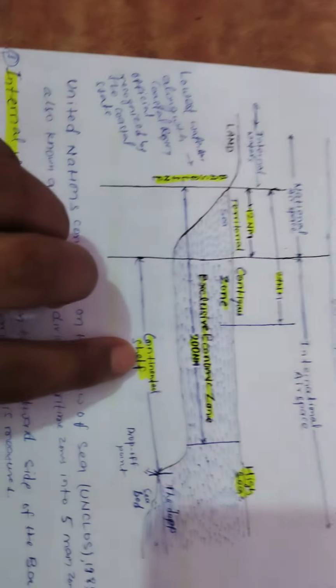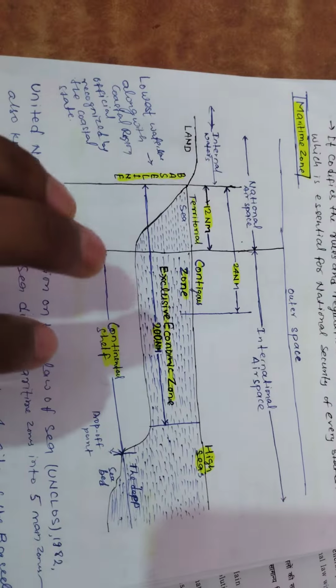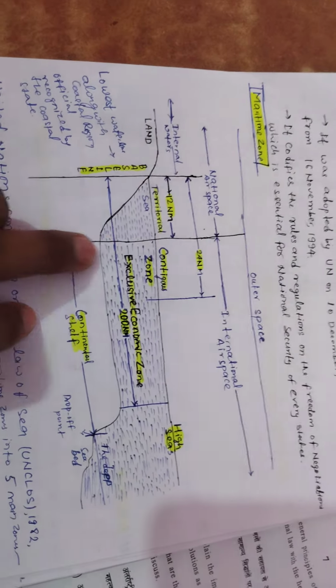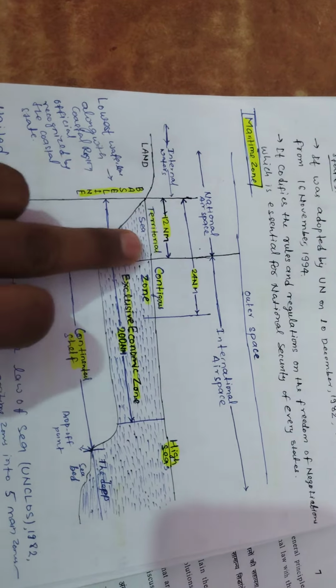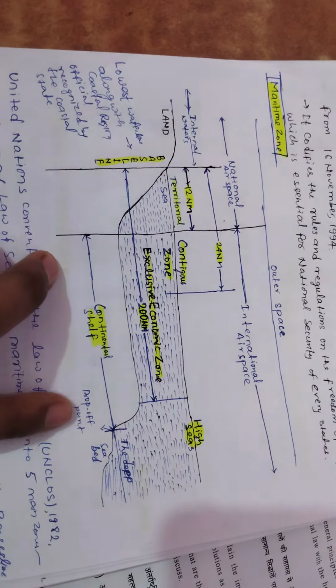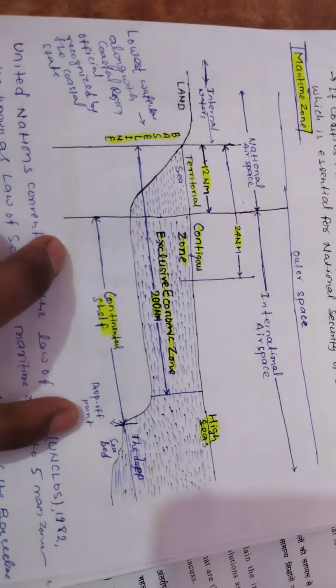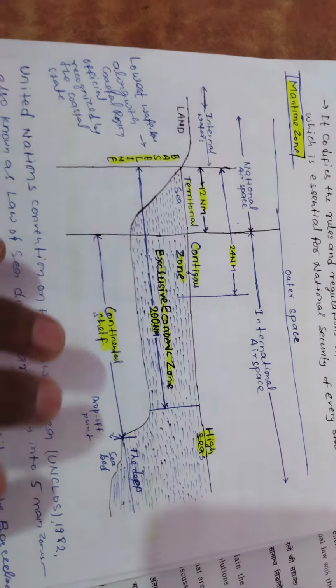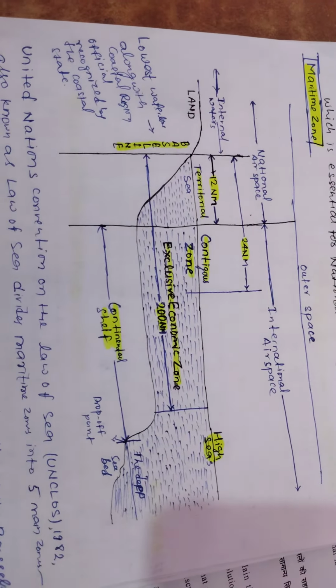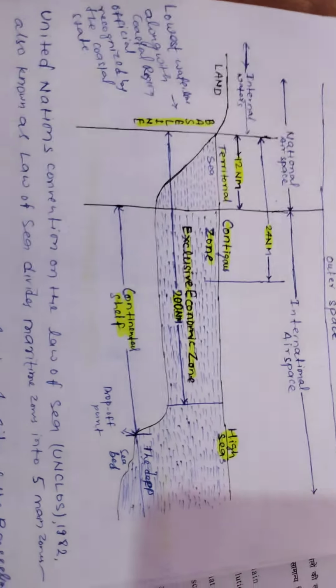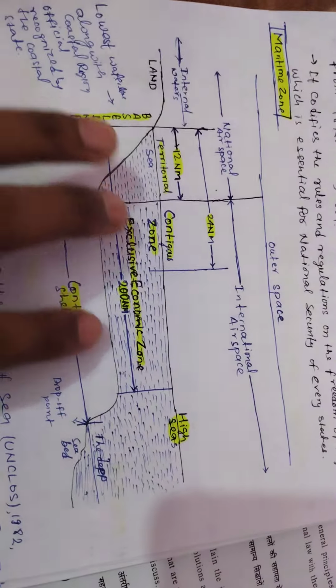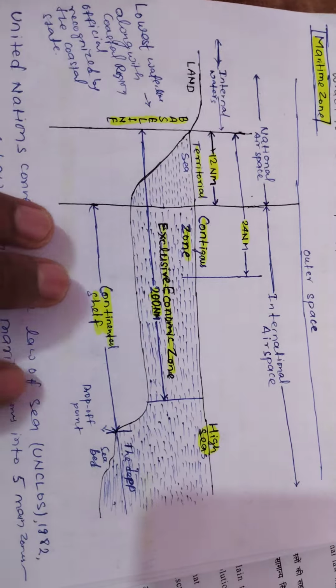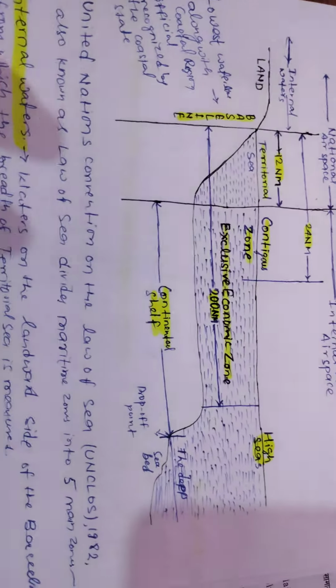Now come to the continental shelf. It extends from the territorial sea to a drop-off point called the shelf break. There is no specific distance granted for the continental shelf. Whenever this situation occurs, it will be decided.